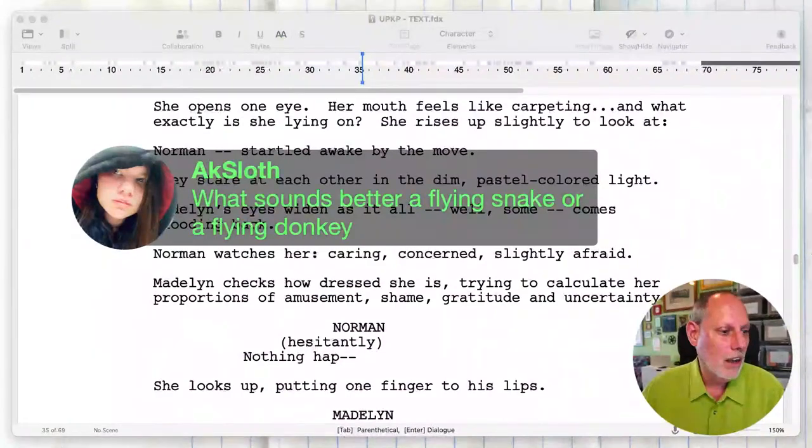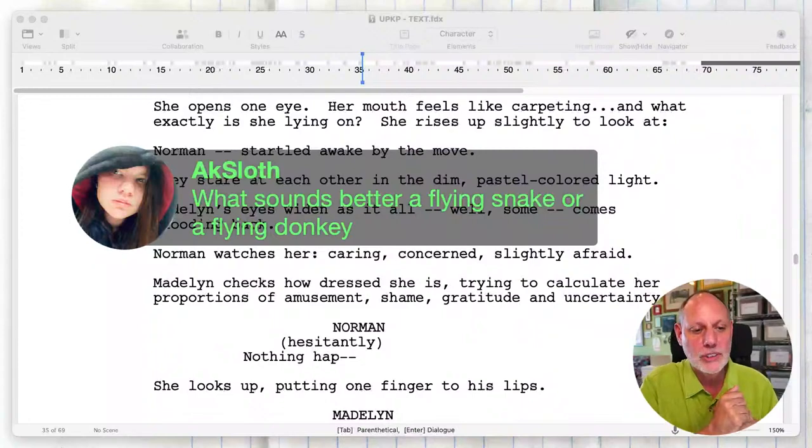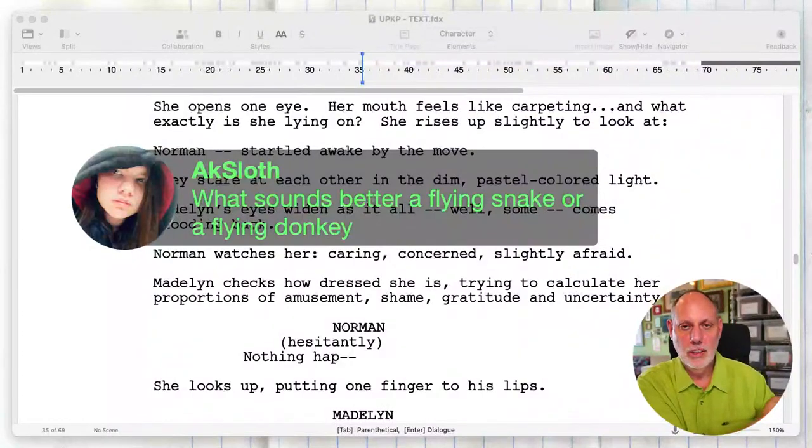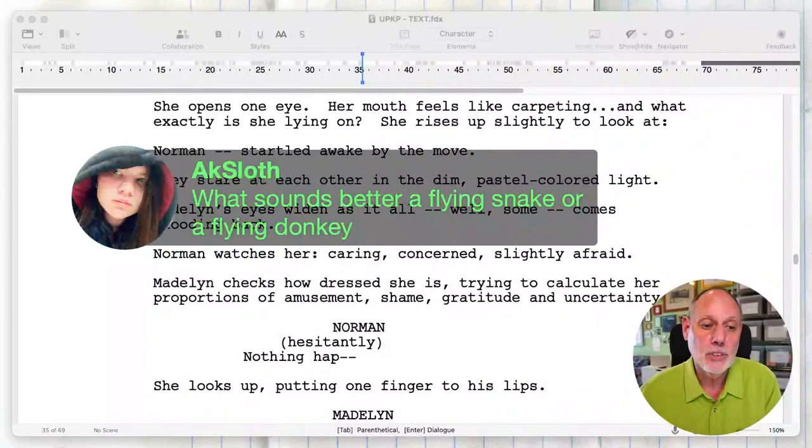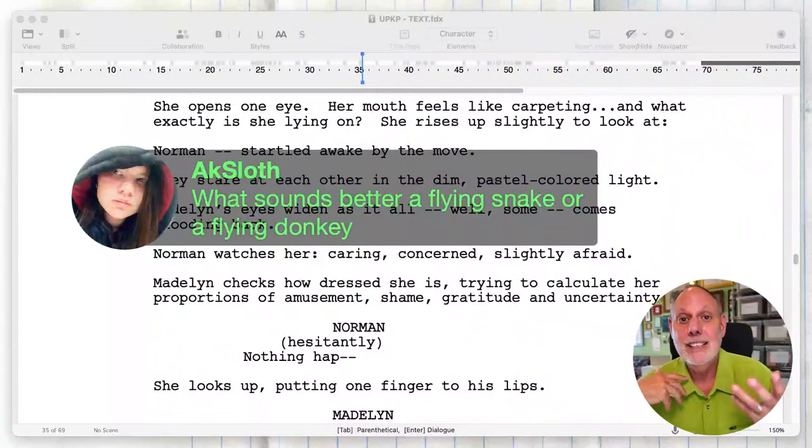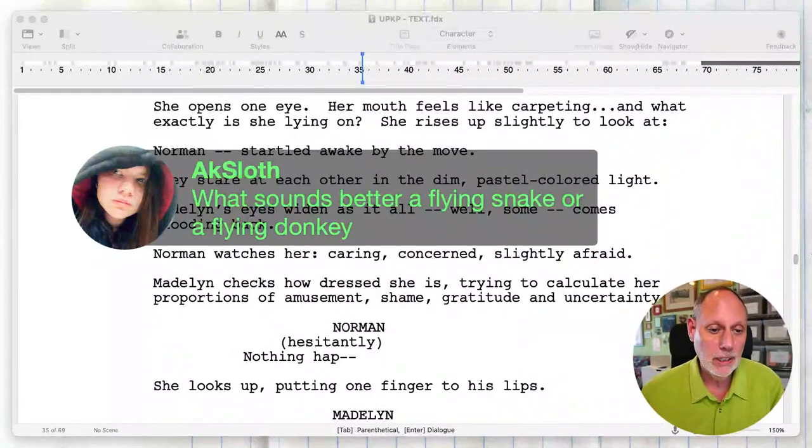Okay, AK Sloth, I'm gonna let you stay for a while, but oh wait, AK Sloth, you're asking a serious question. I thought this was a troll question. You mean what sounds better, as in the witch was attended by a team of flying snakes or flying donkeys? I would say snakes. But it depends. If you're saying sounds better because a flying donkey could sound better if it is referring to a comical, sweet thing. I think of a flying donkey as kind of cute. Flying snake is kind of creepy. So sounds better, I am assuming you mean what seems better in the scene. If you're just trolling me, well, you got a serious answer.